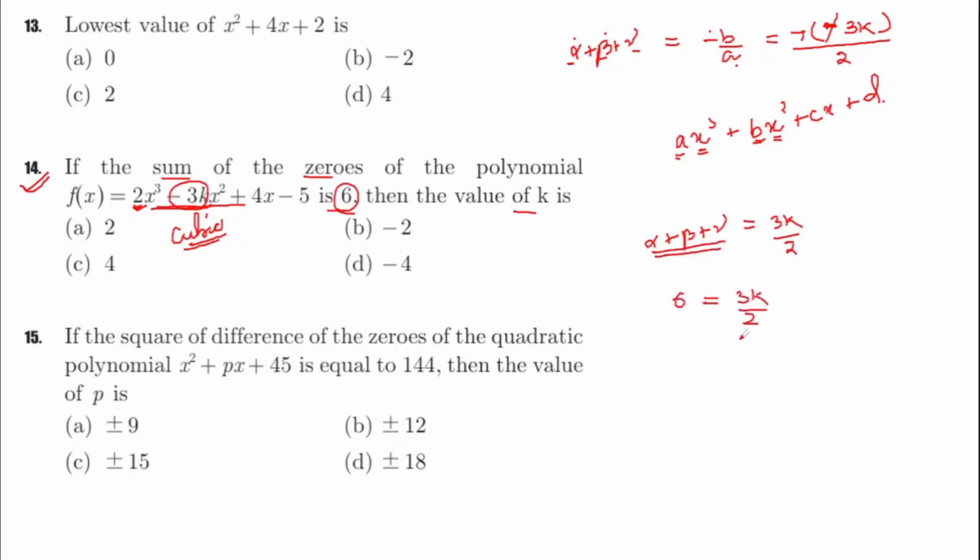Now if you simplify this equation, this 2 is divided here. So if we move it to the left hand side, this will be multiplied, and this will give you 3k. Now if we move this 3 to the left hand side, this will give you 6 into 2 divided by 3. Now 3 will give you 2, and 2 times 2 is 4. So the answer for k is 4.